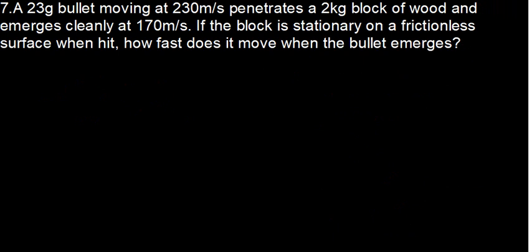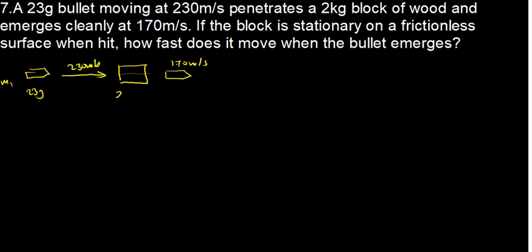So we've got a bullet which is moving. So this is a 23 grams bullet. Let me call it as the M1. And then it is moving at 230 meters per second. Okay, and then it hits a block. And then after hitting this block, the bullet is going to pass and then emerge cleanly. It comes out from here. Now the velocity has been reduced. It's now moving at 170 meters per second. So this is 2 kg.